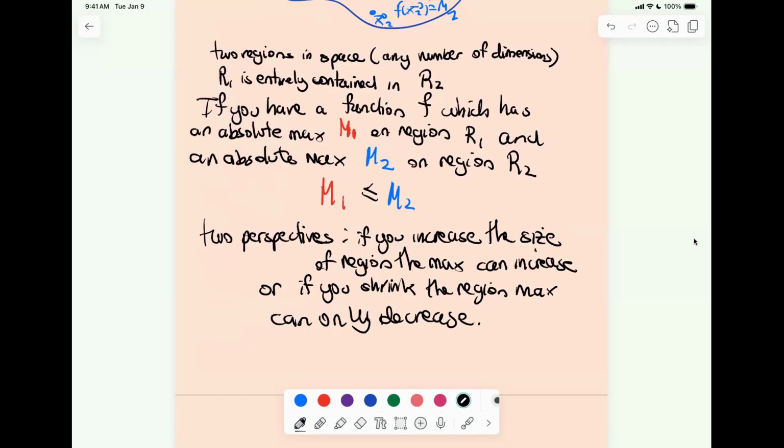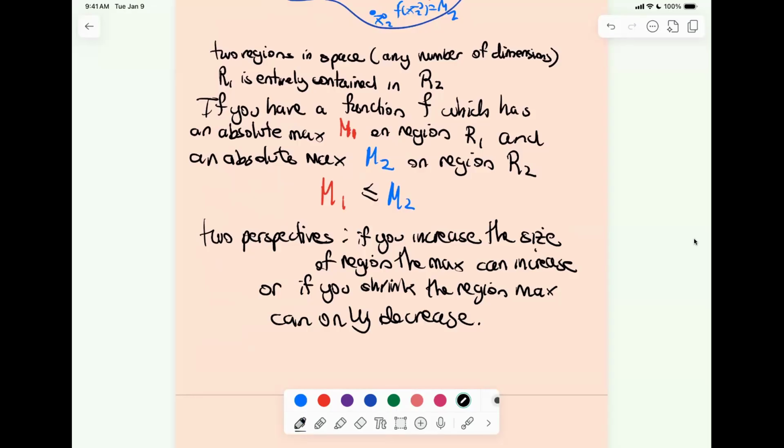It's just any, like, if it's talking about both region one and two. The regions are completely arbitrary. The only condition is that one is entirely inside the other, right? But yeah, again, they can be two-dimensional. They can be in any number of dimensions. You just take a random shape in whatever number of dimensions, and if you have a larger shape, and the first one is entirely inside of it, then yeah, the max can only increase.